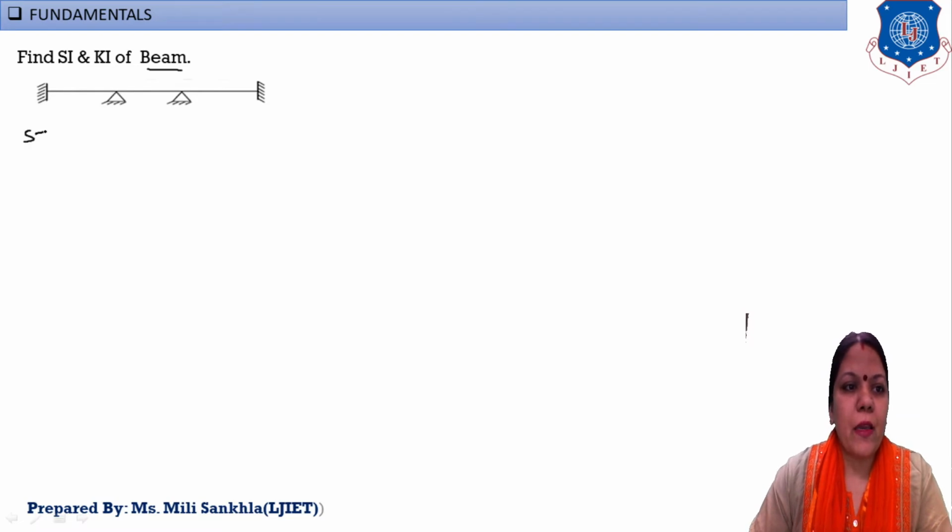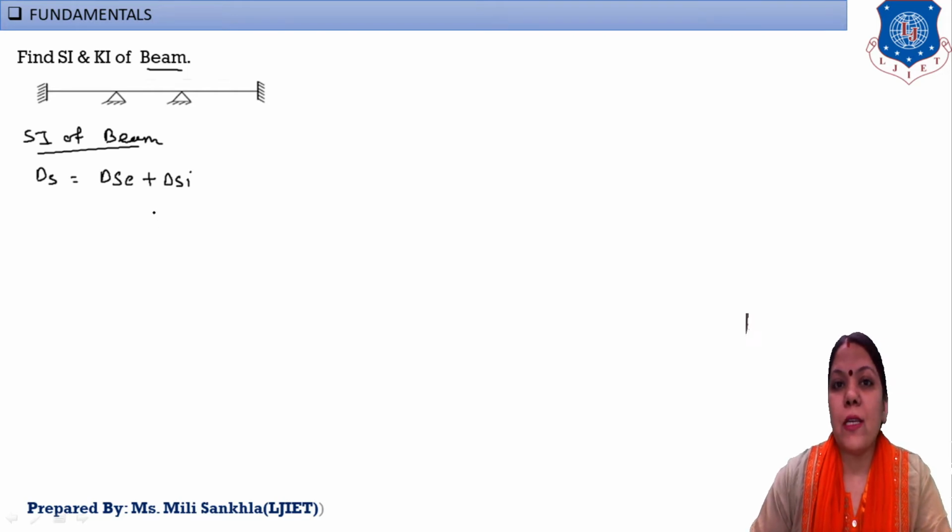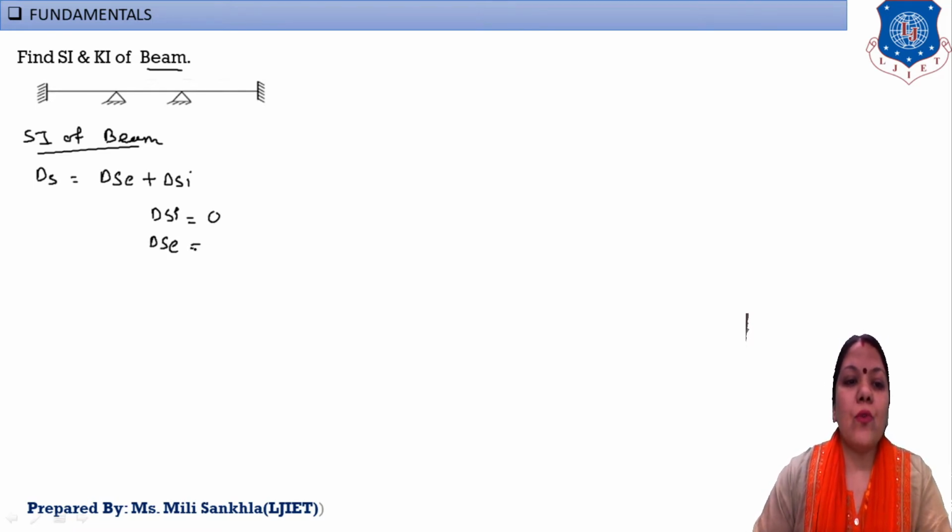So make a heading here, SI of beam. Now one by one, what is the equation of SI of beam? SI of beam is equal to DS. DS is equal to DAC plus DSI. Now what is DSI for beam? DSI of beam is always 0 and DAC is equal to capital R minus small r.